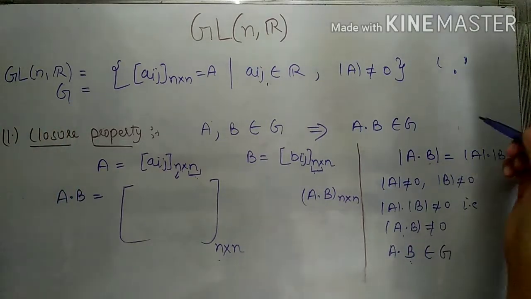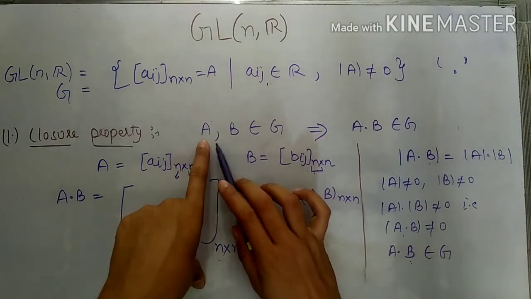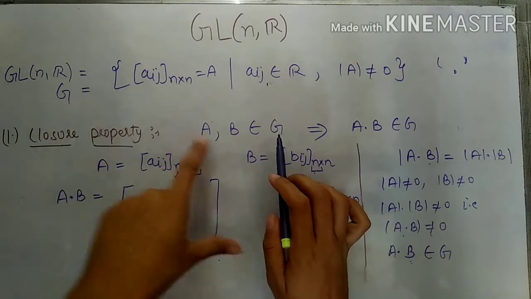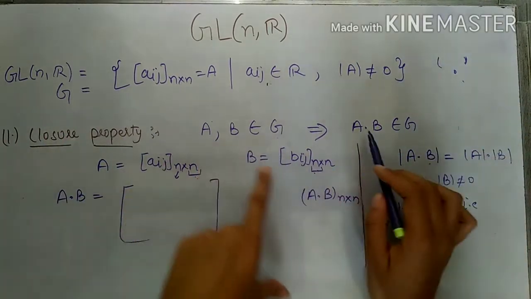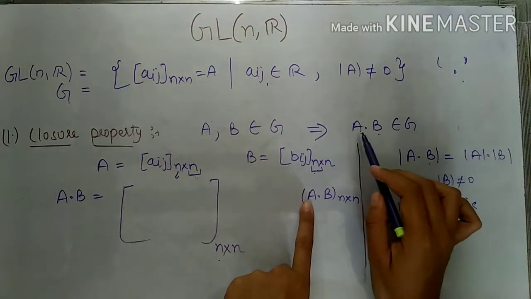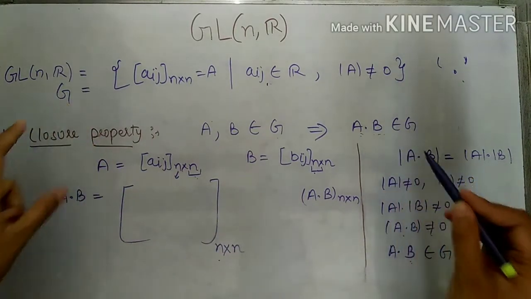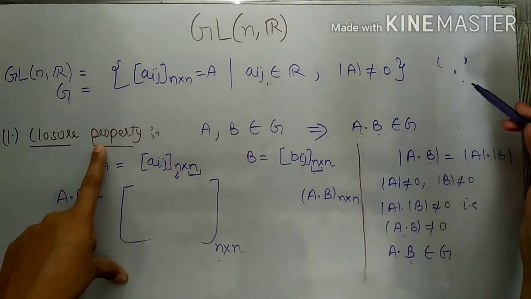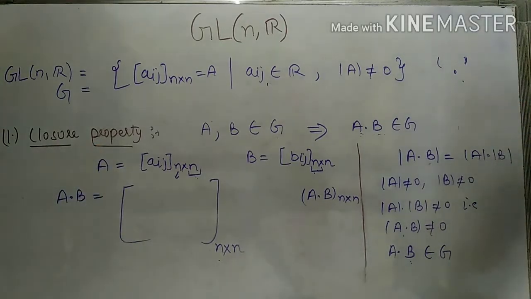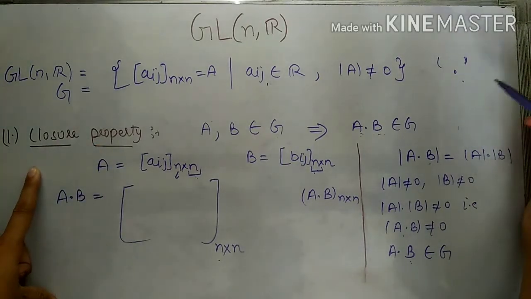So if we take any two matrices A and B from G and we apply the operation of multiplication between these two matrices, then the resultant matrix A dot B also belongs to G. So G satisfies the closure property under the operation of multiplication. Next we will check the property of associativity.